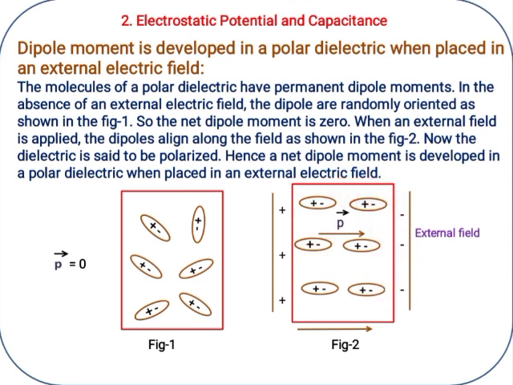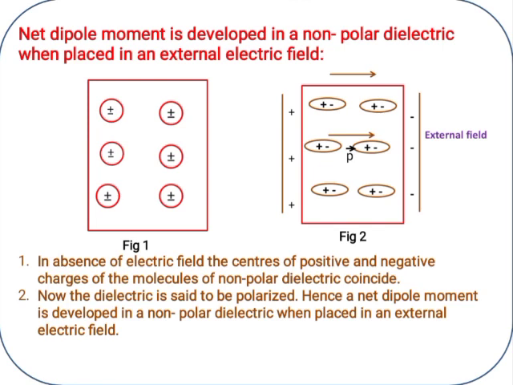Polarization. We are going to learn the same polarization process for the non-polar dielectrics also. So carefully see these two diagrams. Again, this is the absence of electric field, this is the presence of electric field. Here these are the non-polar dielectrics or non-polar molecules, and when we apply the external electric field, the non-polar molecules or dielectrics, where the positive and negative charges coincide on each other, get separated from each other. This is due to the external electric field.